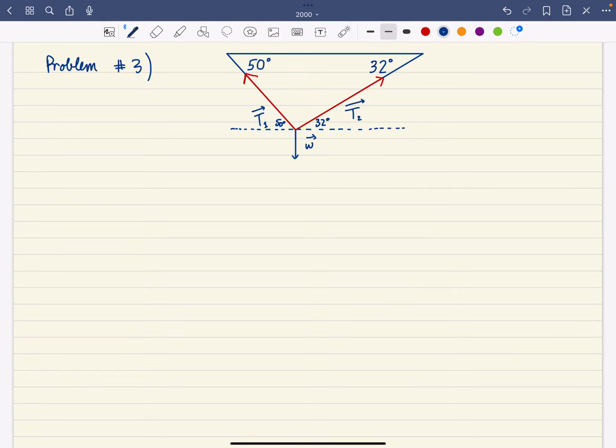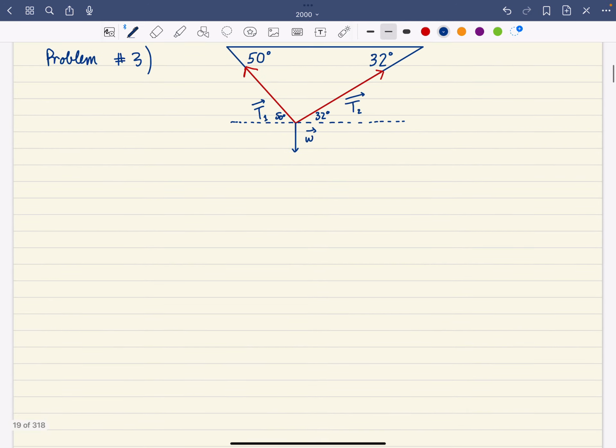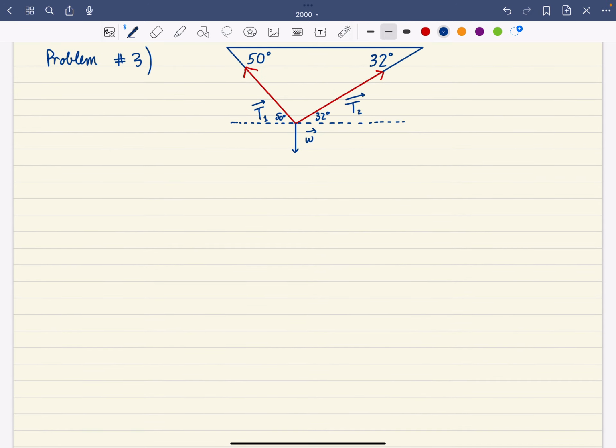All right, so I wanted to just do a video for problem number 3 for my worksheet rather than spend any time in class on it tomorrow. But the idea is that we have two vectors, T1, which is this vector here, and T2 over here. And these are being pulled down by a weight, which is 100 pounds.